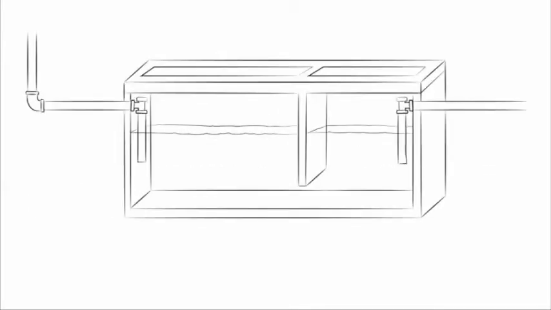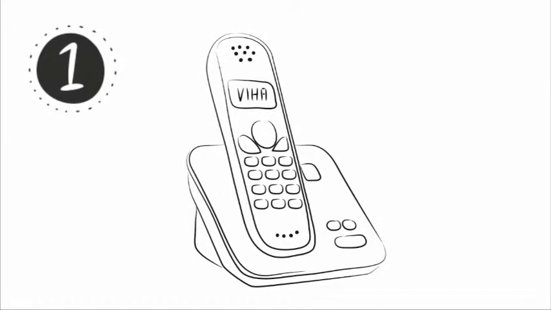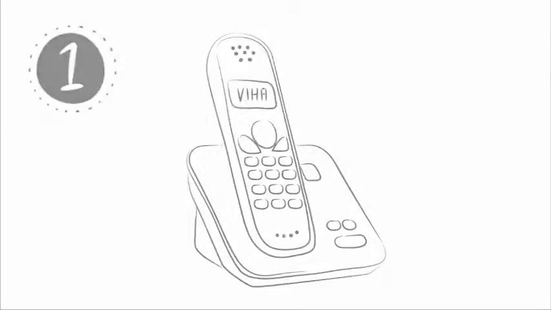Your first step to taking charge of source control at your food services business is to install a grease interceptor, and doing that requires a number of steps. Let's take them one by one. Number one, contact the Vancouver Island Health Authority to determine what fixtures are required for your business.